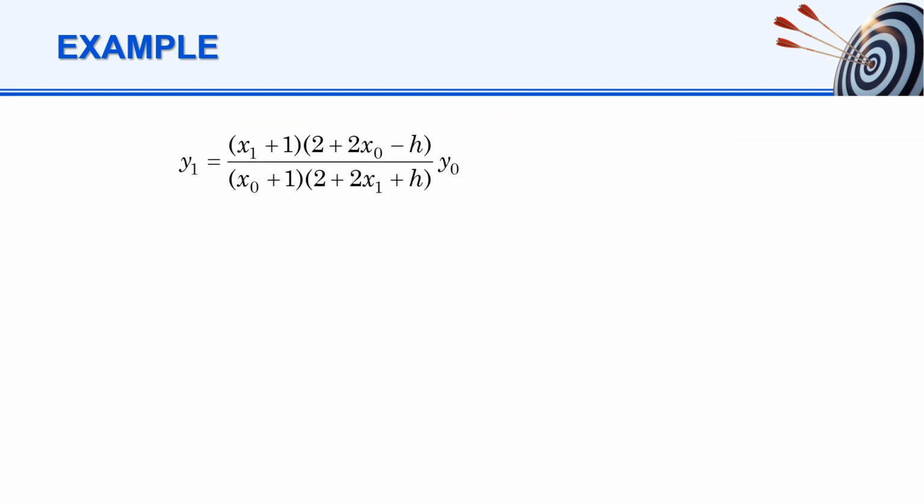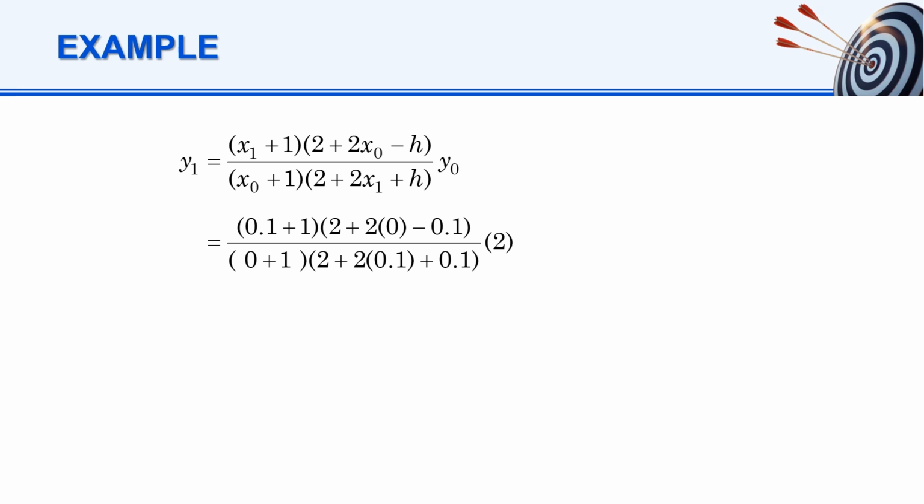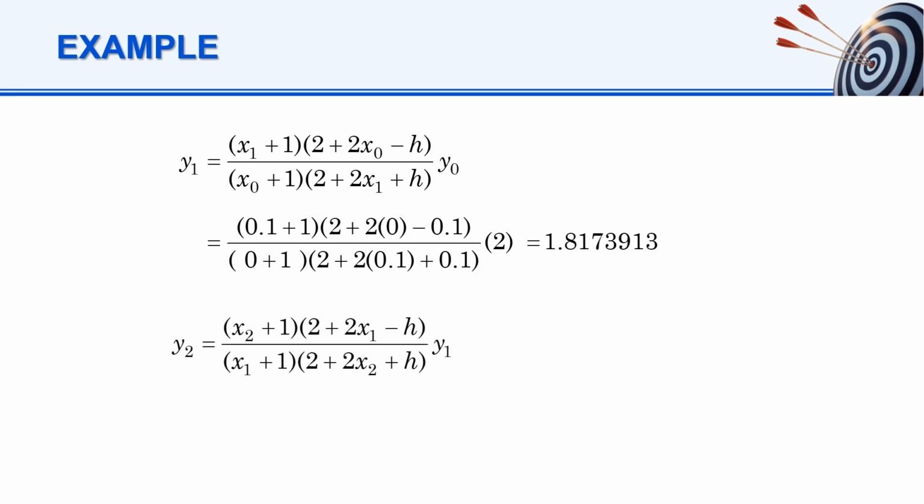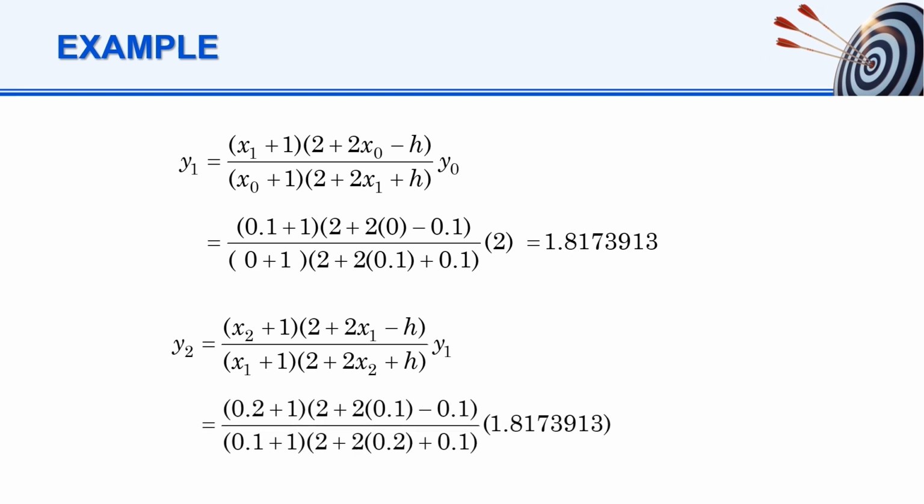For i equals 0, we obtain the following. Substituting the numerical values, we find y1 as 1.8173913. For i equals 1, using y1, we obtain y2 as 1.6653913.